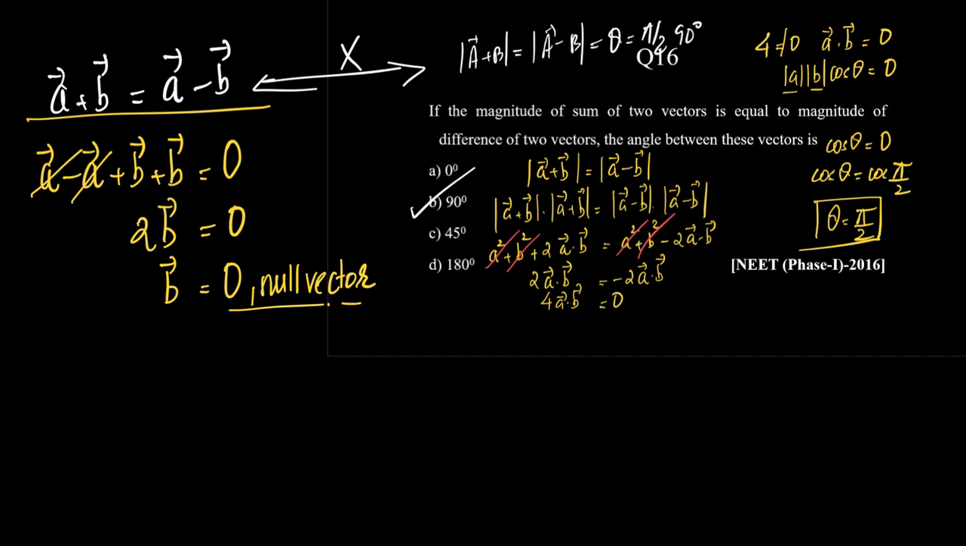So vector b is a null vector implies vector a plus vector b is equal to vector a minus b. And mod of a plus b is equal to mod of a minus b implies that the angle between them is 90 degree. There's a difference. Okay.